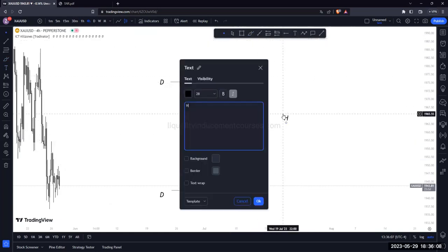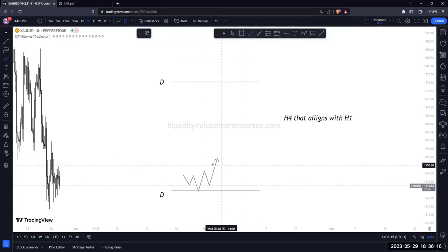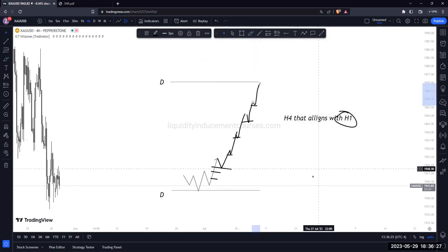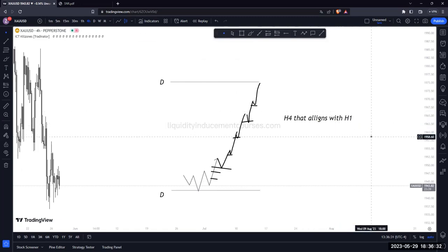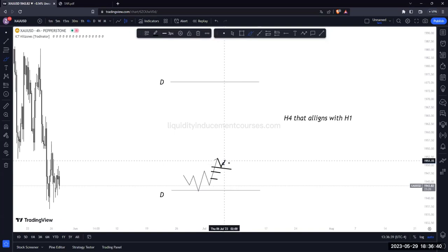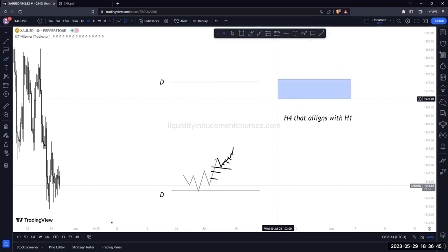The continuation entries go like this. The closest H4 fresh level that has been made that aligns with an H1 refined fresh level, you take it with confirmation. So you're going to have H4, H4, H4, price pulling back to the closest one, aligning with H1, you buy. It has to break at the H1. Not necessarily break, just fresh. So it can be like this. It can be like this. Entry, entry, entry. Just the next H4. Okay, let me show you an example.